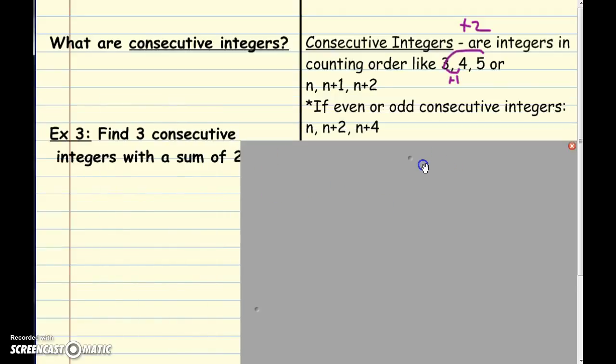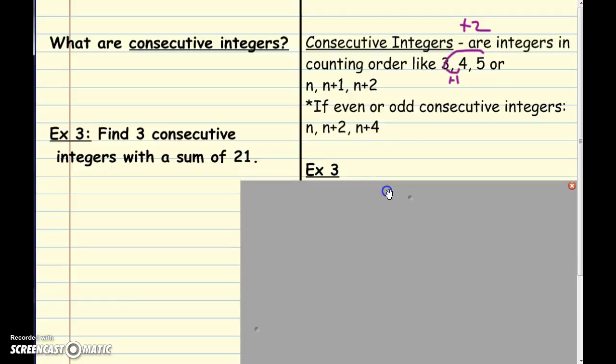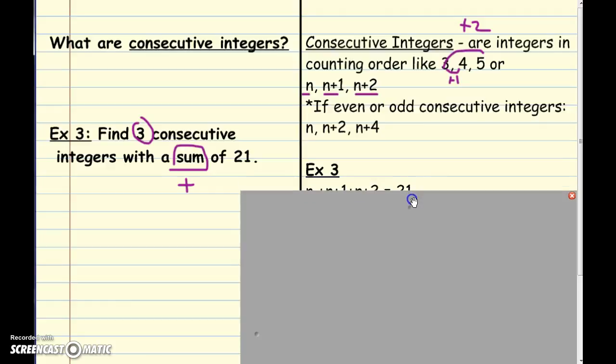If we talk about consecutive odds or evens, then we use n, n plus 2, and n plus 4. That's because we're skipping, going every other. So let's do an example here with finding 3 consecutive integers with a sum, what does sum mean? It means to add, of 21. So again, it's 3 consecutive integers, so I'm going to use n, n plus 1, and n plus 2. Because we're talking about the sum, we're going to add those together. So here's our original equation, n plus n plus 1 plus n plus 2 equals 21.